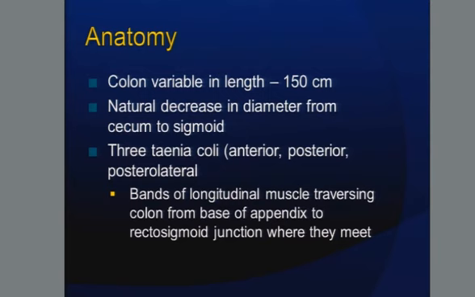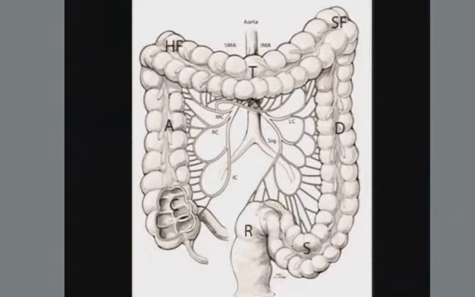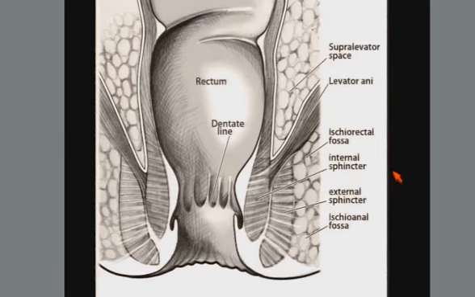There are 3 tinea coli, which are bands of longitudinal muscles, which will traverse the colon from the base of the appendix to the rectosigmoid junction. And this is a pictorial representation of the colon. Again, you can see that the cecum is the most capacious of all the locations within the colon. A little bit about rectal anatomy, because this is going to become important as we talk about the rectal surgeries, and we go from there.